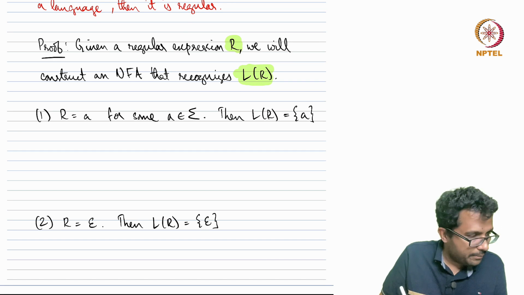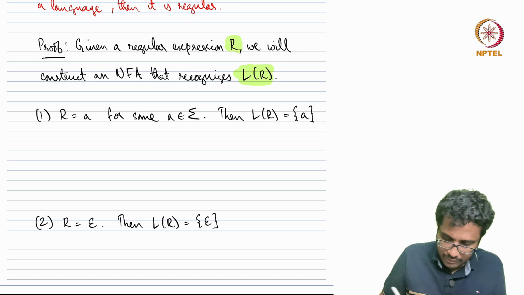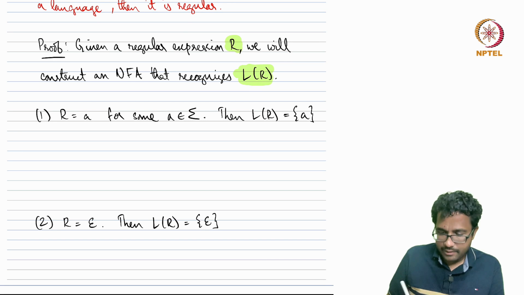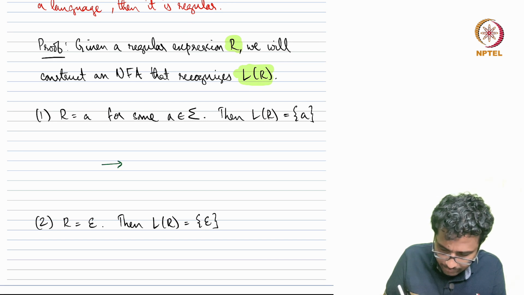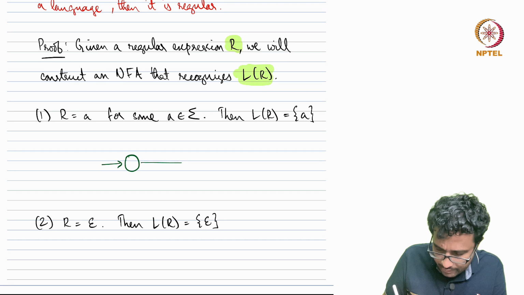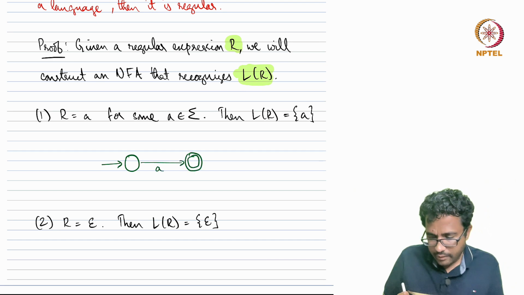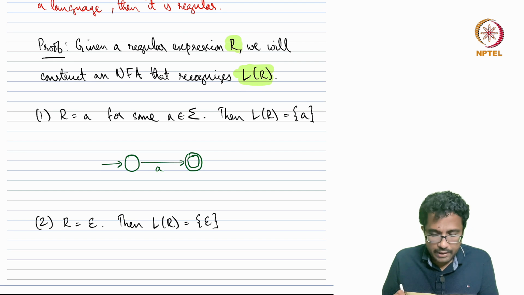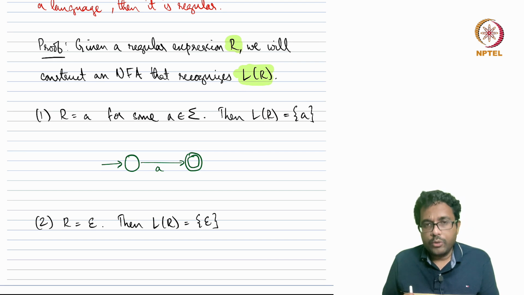Of a symbol, let's say A. We already know how to construct an NFA for this. We can have a start state and an accept state, and that's it. This simple NFA accepts only the string A. There is nothing else that it accepts. You can verify this.